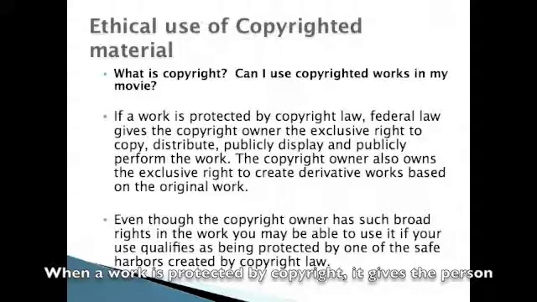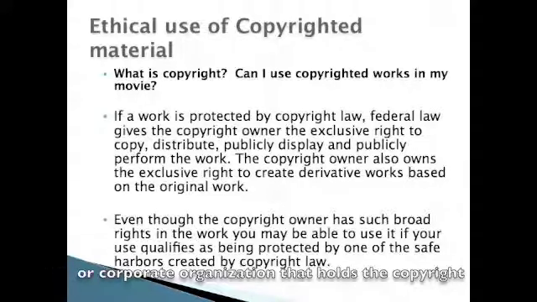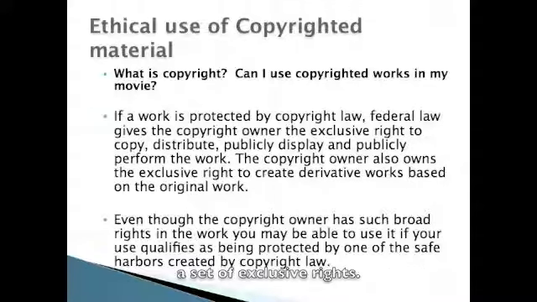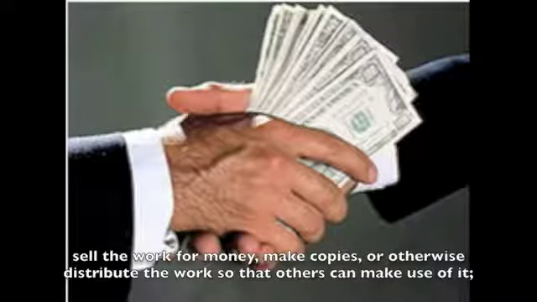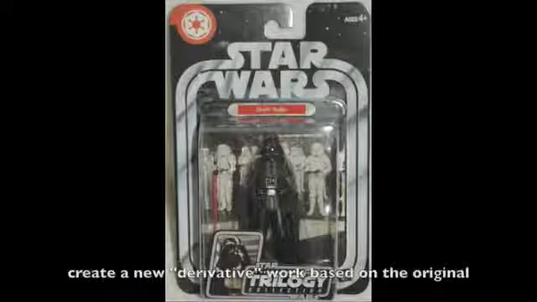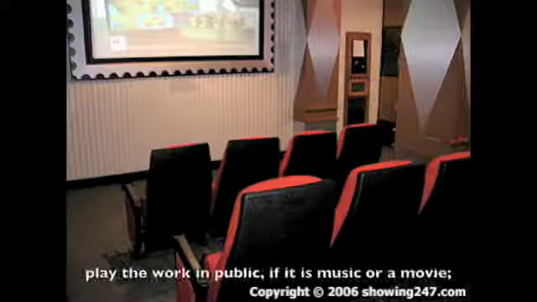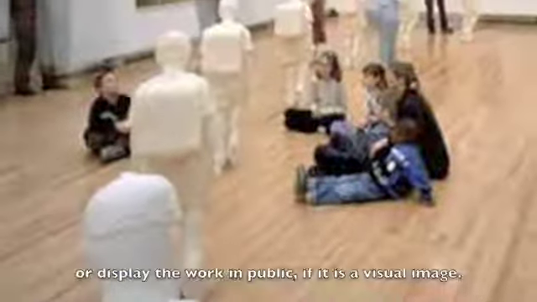When a work is protected by copyright, it gives the person or corporate organization that holds the copyright a set of exclusive rights. The copyright holder is the only one who can sell the work for money, make copies, or otherwise distribute the work so that others can make use of it. Create a new derivative work based on the original. Play the work in public if it is music or a movie, or display the work in public if it is a visual image.